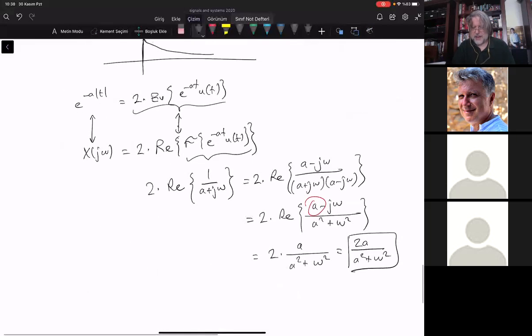We could find, therefore, the Fourier transform of e to the minus a absolute value of t by taking the real part of the Fourier transform of e to the minus a t u of t and multiplying by 2. It will give you, again, the same thing. So this was an example that I seem to have skipped before the previous one, but it's there anyway.